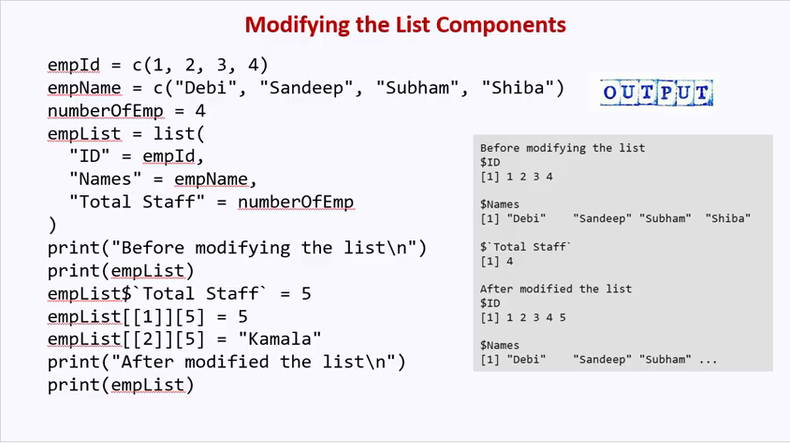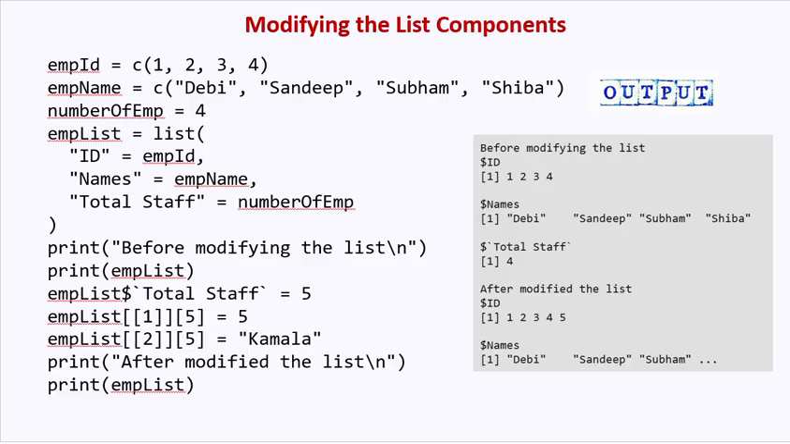Again we have one more vector, which is EMP name, where these are the names of the employees, and the number of employees, 4. All this we created as a named list, and we have given the name ID for the employee IDs, names for the employee names and total staff for the total number of employees. So this is the structure of the created list.